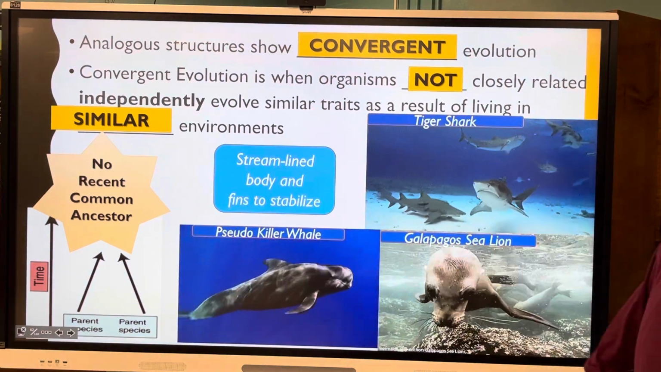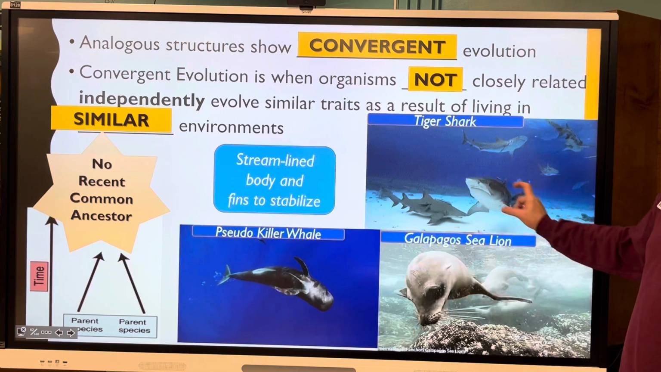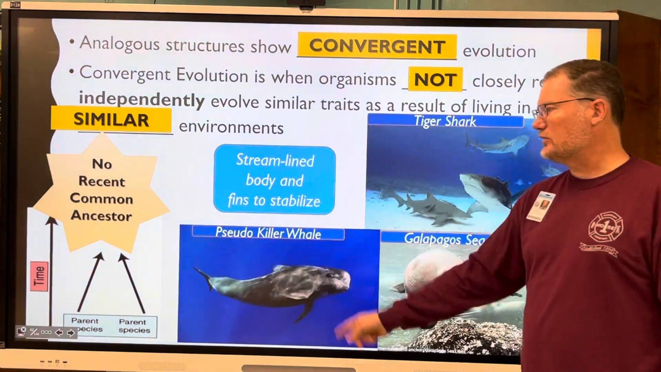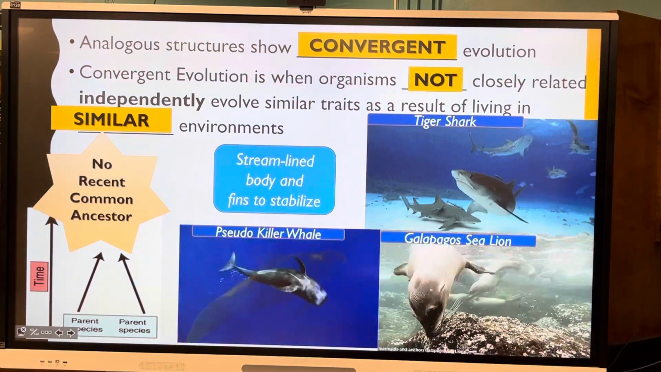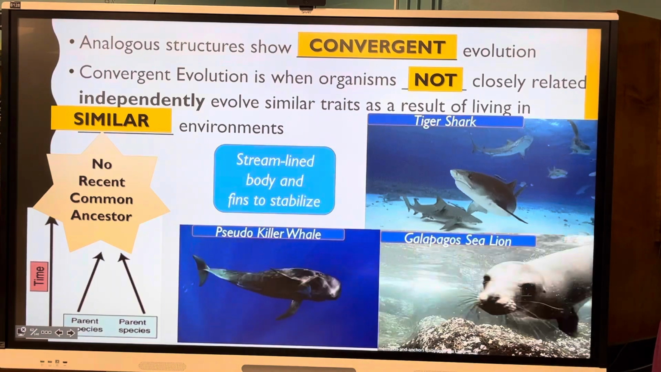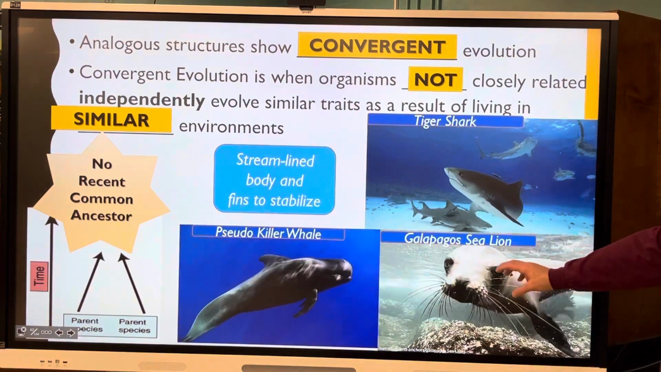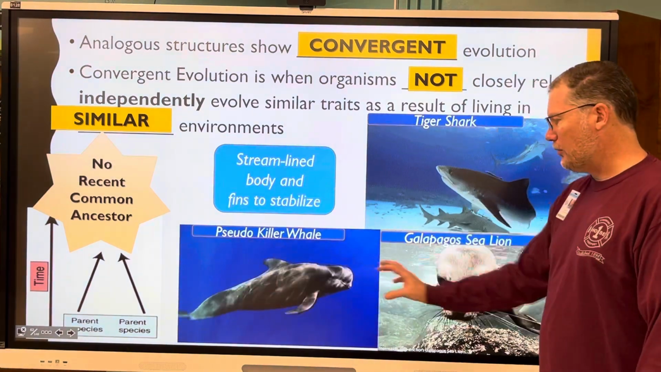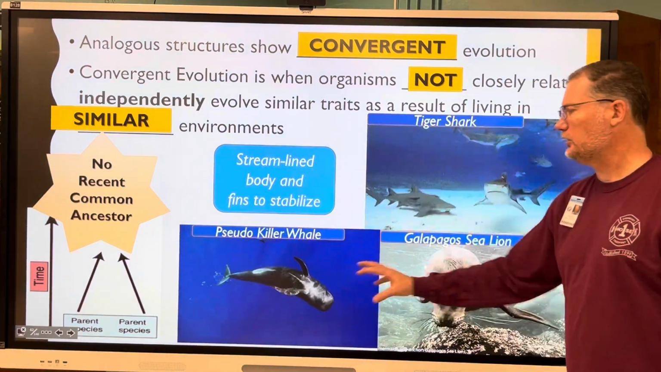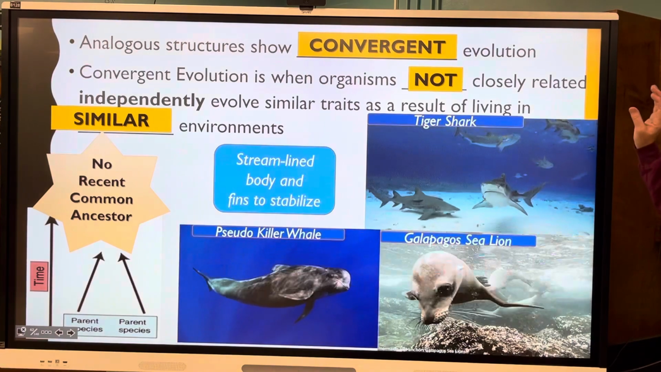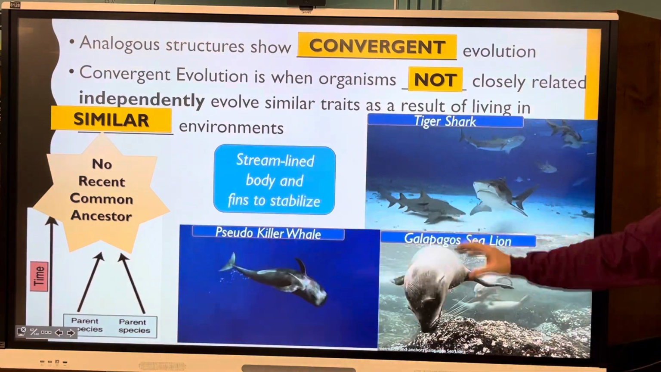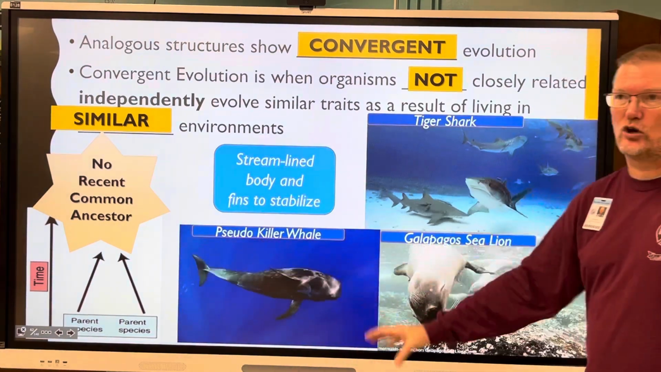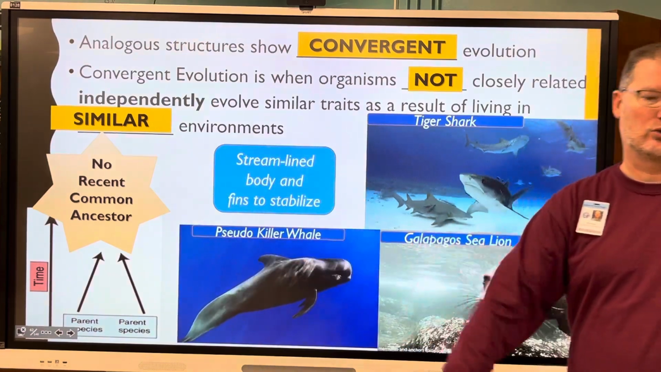So again, you've got a streamlined body, and fins to stabilize their movement in the water. But these organisms are not closely related at all. Mammals, you've got sea lions, whales, they're mammals, but they're more closely related. But then you've got the sharks, which are obviously not. Sharks have been around a lot longer than mammals. Sharks have been around since the time of dinosaurs.